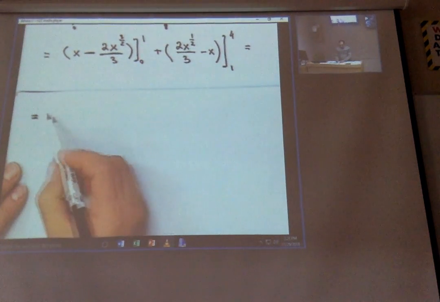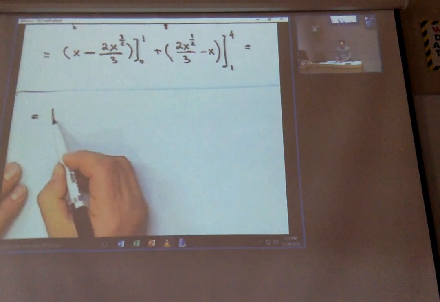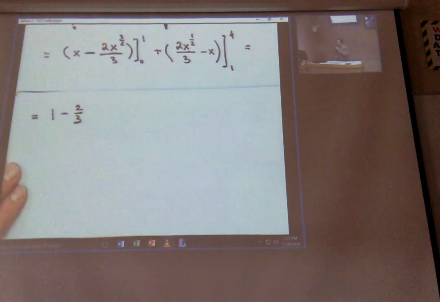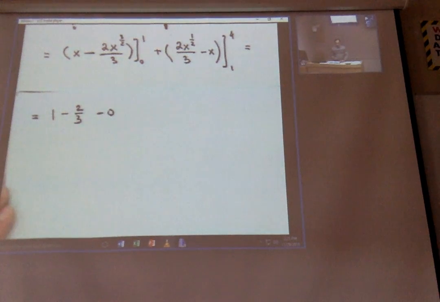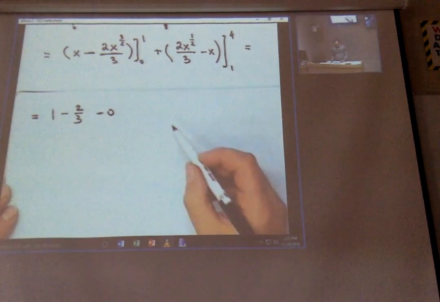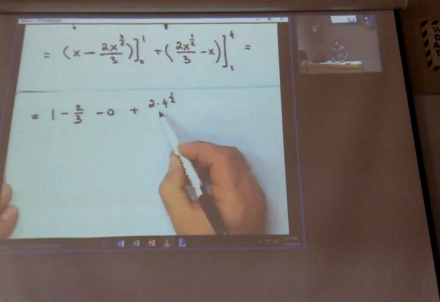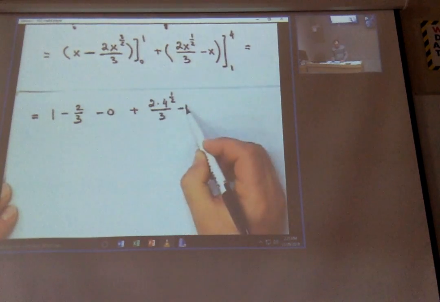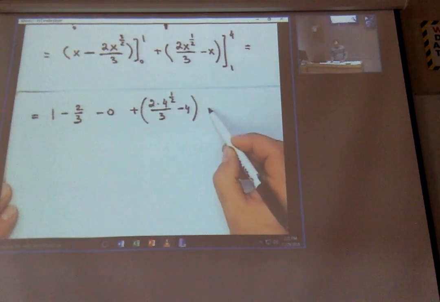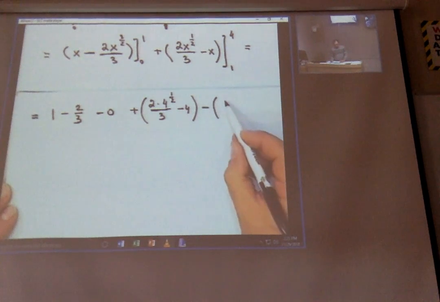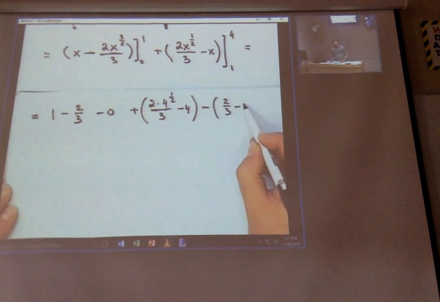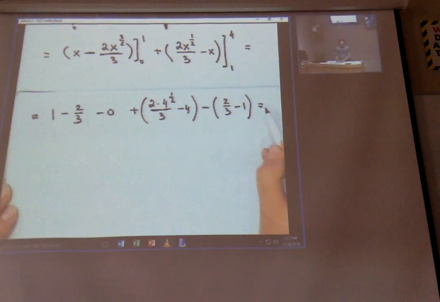So now we're going to substitute. So we'll have 1 minus 2 over 3. That's what we have when we substitute 1. Minus 0. And then plus. Now we're going to substitute 4. So 2 times 4 to 3 over 2, over 3, minus 4. That's the first substitution. And minus now the other substitution, 2 over 3 minus 1. Careful with this, okay? You want to make sure you're putting the numbers in the right way.